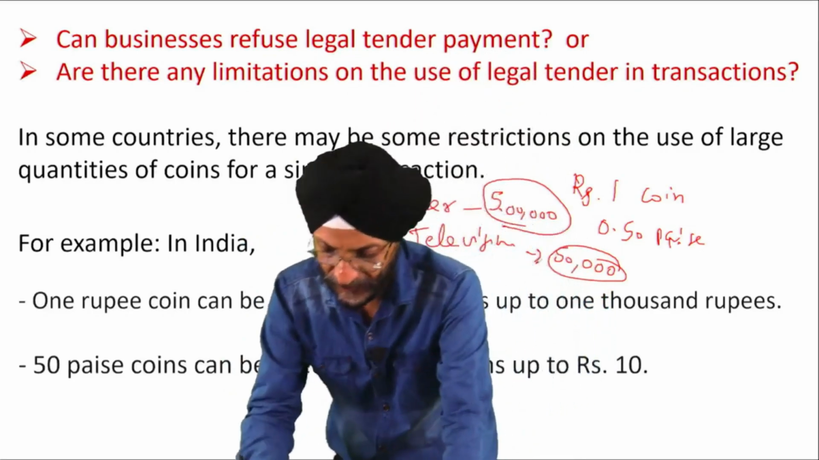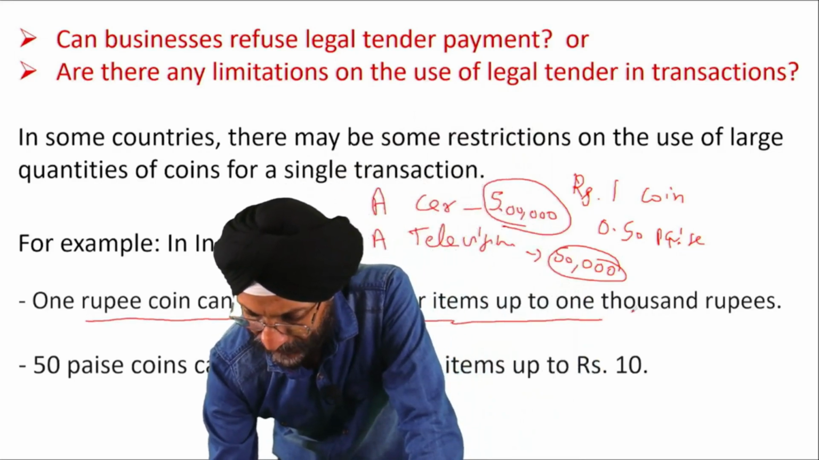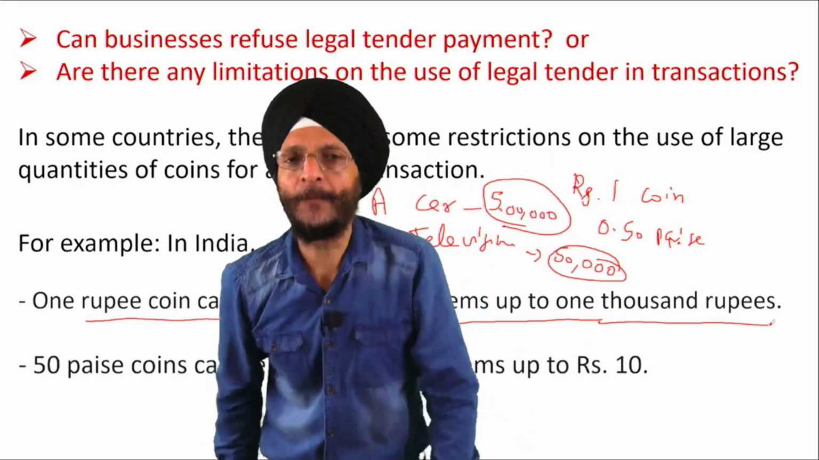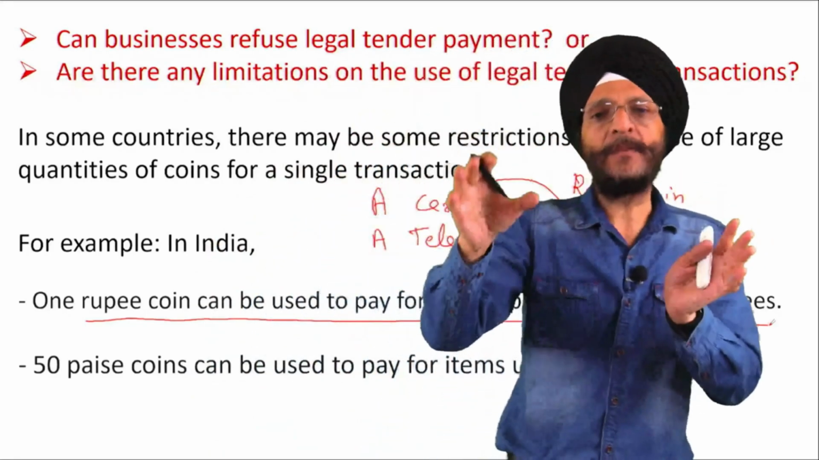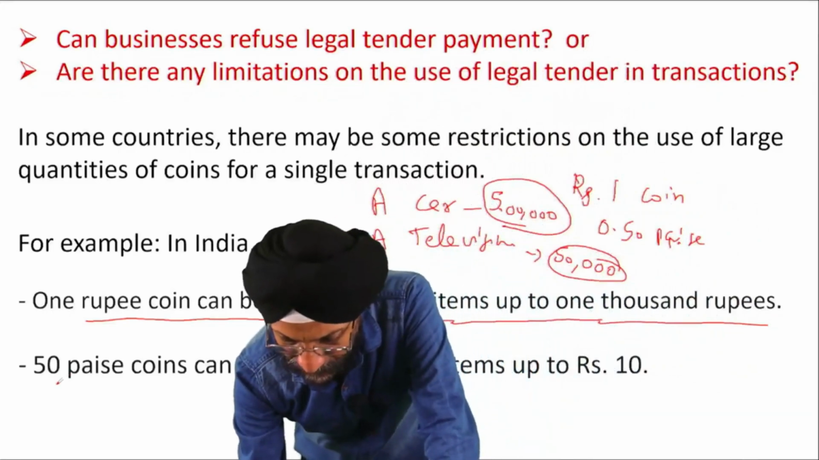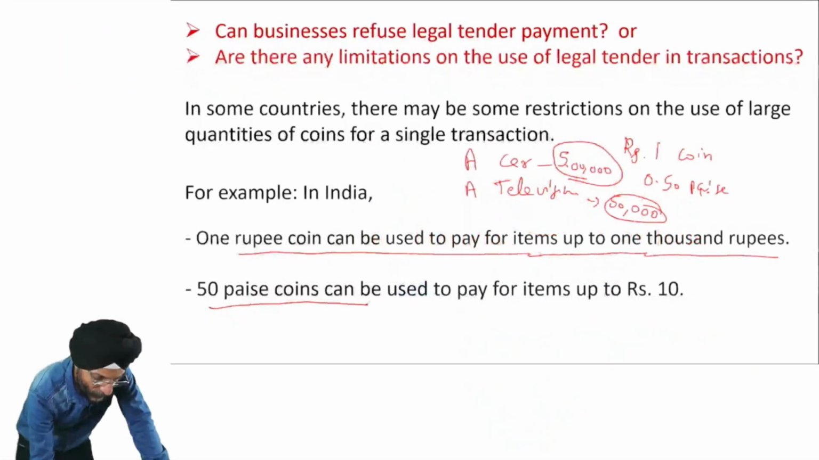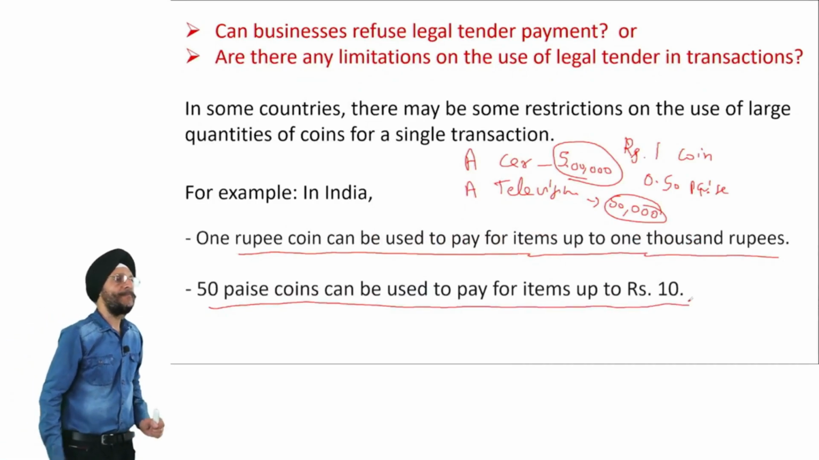For example, in India, a 1 rupee coin can be used to pay for items up to 1000 rupees. It is as per the rules framed by the central bank or the government of India. And 50 paisa coins can be used to pay for items up to rupees 10.